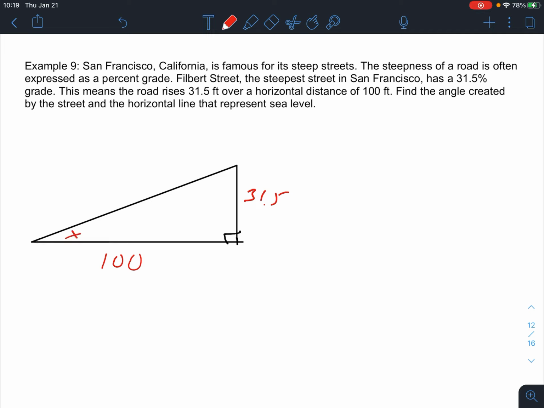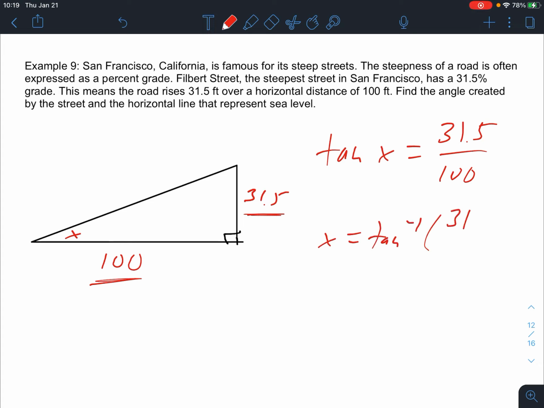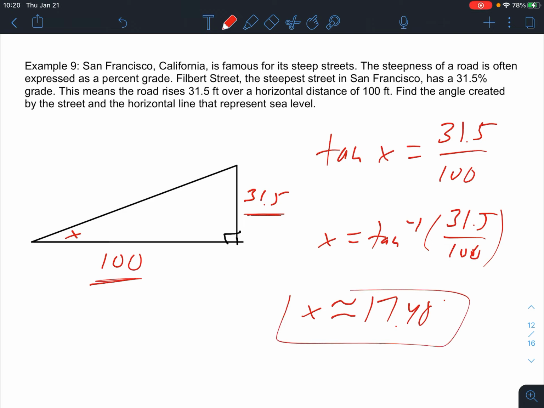So it's the opposite leg and the adjacent leg. This one is going to be tangent. Tangent of x equals 31.5 over 100. So therefore, x equals the tangent inverse of 31.5 over 100. x is approximately 17.48 degrees. So if you're driving on Filbert Street, you're driving up a street at 17.48 degrees.